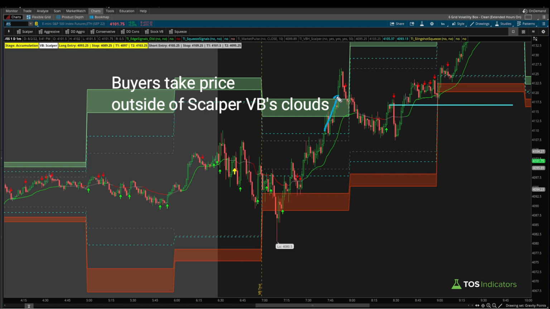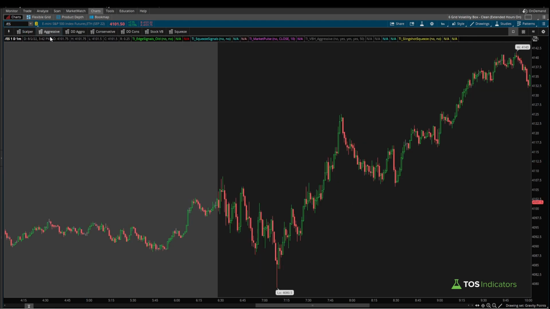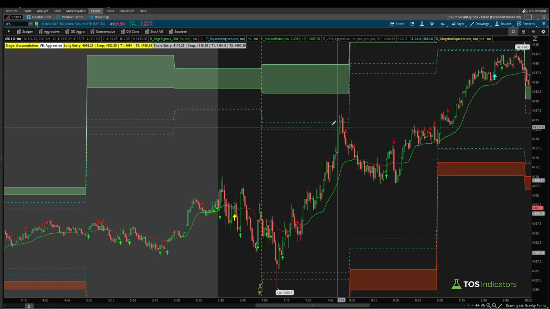Now, this break outside of the clouds happened before we saw an edge signal confirmation, so no trade or setup rules weren't met, but this did give us information that, hey, the scalper is no longer doing a good job of containing price action. We aren't seeing sellers come in and defend the areas that we expect them to. Let's be a little bit more conservative, switch to the next model in line, which is the aggressive volatility box models. Now, the aggressive models do a much better job of containing price action in that same period.